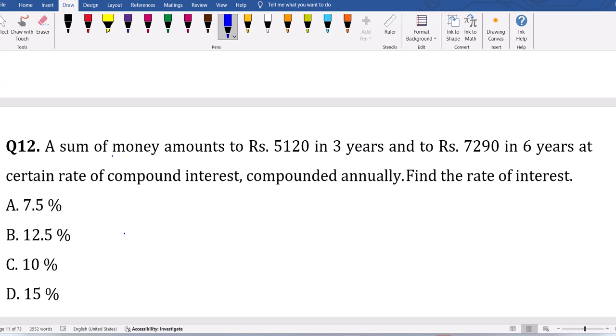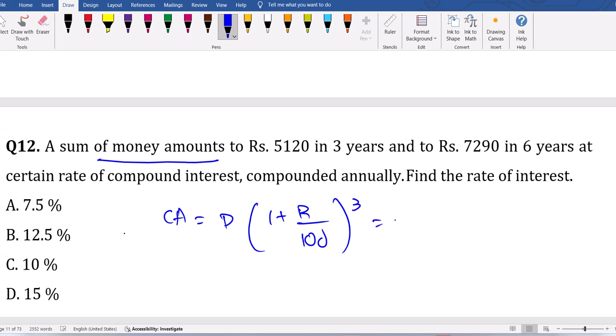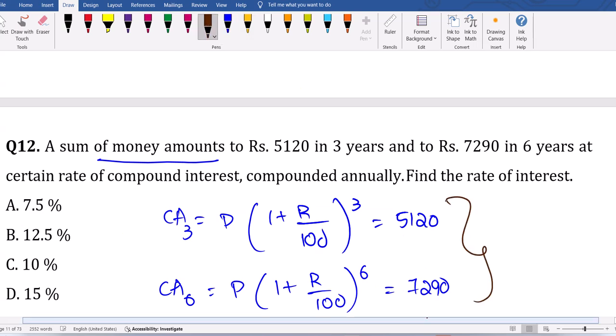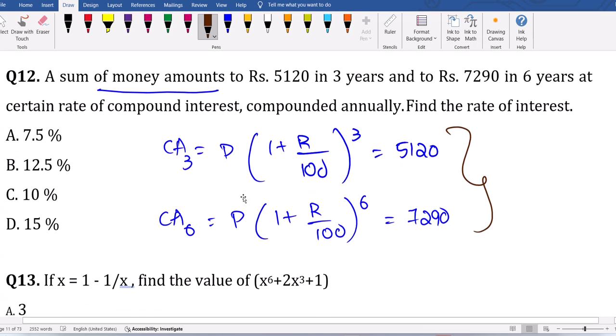So the amount in 3 years means P into 1 plus R upon 100 whole cube is 5,120 in 3 years. In 6 years, P into 1 plus R upon 100 whole power 6 is 7,290. When you divide these two equations, the zeros cancel. Why, sir? I can get 1 plus R by 100 whole cube, no?